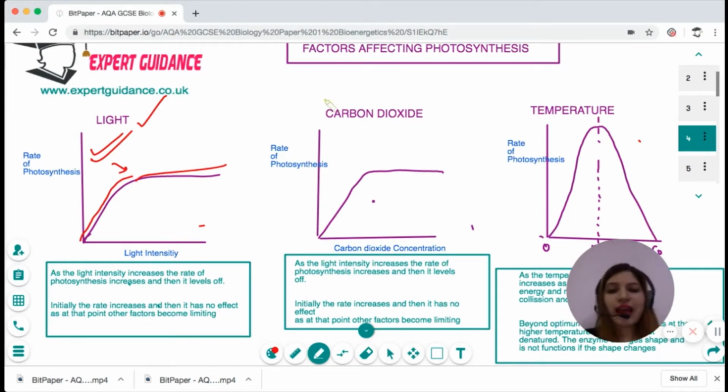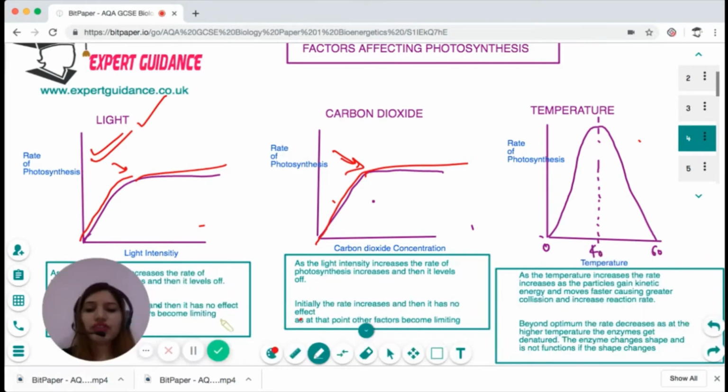The same thing happens with carbon dioxide. If the concentration of carbon dioxide increases, the rate of photosynthesis increases up to a level, then it levels off. Now, why does it increase only up to that level? Because we cannot increase carbon dioxide beyond a certain point. Why? Because if we increase carbon dioxide beyond a certain point, it can affect the pH, and then the pH can become a limiting factor. Now, for the temperature, the graph looks a little different, and you need to remember this graph and explain this graph.